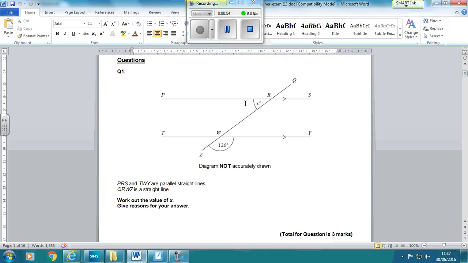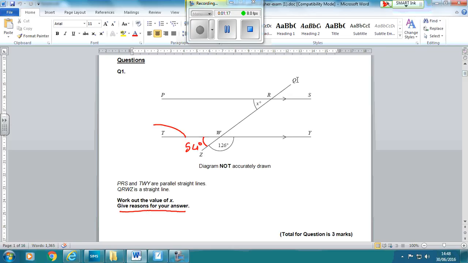So the first question was not only to work out what x is, but also to give a reason for your answer. And notice that they've put this in bold, giving reasons for your answer. So that means every time you do another angle on the diagram, you've got to explain why you've done that. So for instance, this one here, we know is 54 degrees.